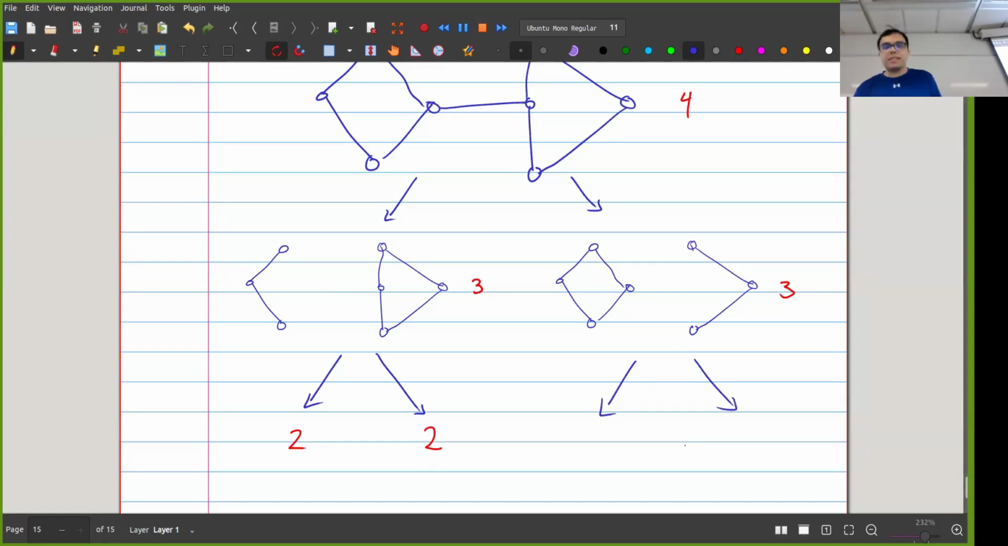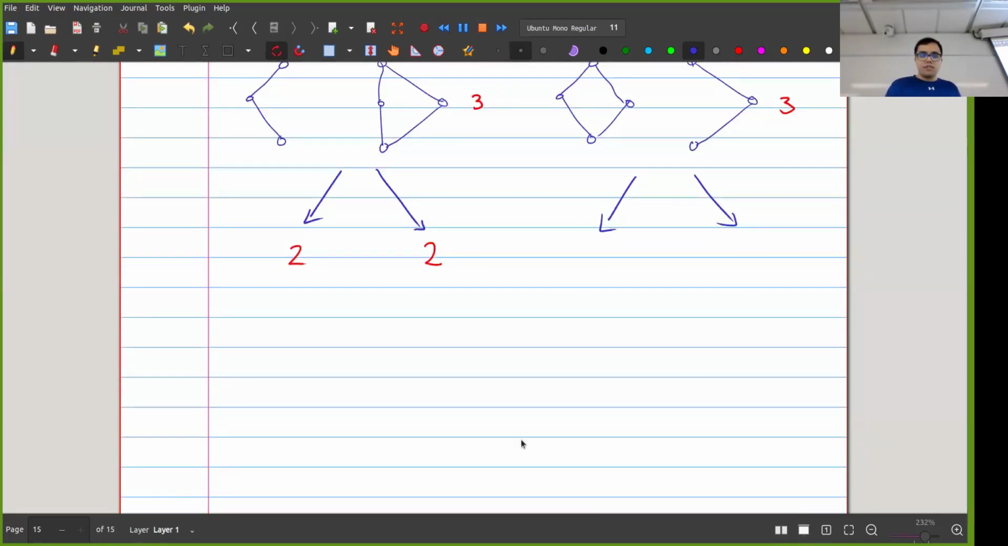Of course, I need a base case. I need to stop this recursion at some point. When would I stop my recursion? Well, if I run out of budget, if I get to a point where I'm asking, does this graph have a vertex cover of size 0? In that case, the answer is yes if and only if the graph has no edges, because if you have an empty graph, that has a vertex cover of size 0. So when my budget becomes 0, I know the answer.